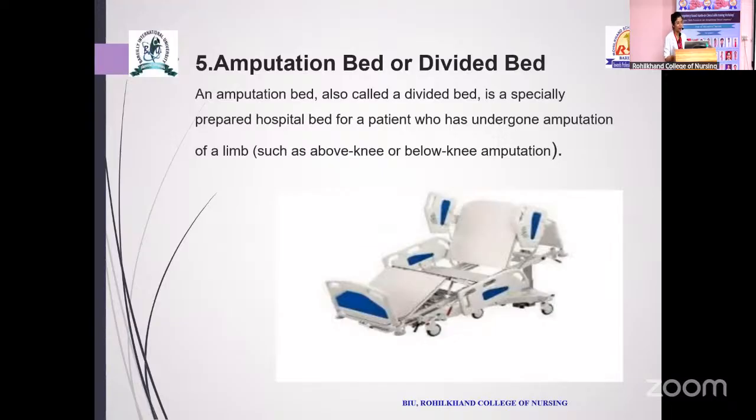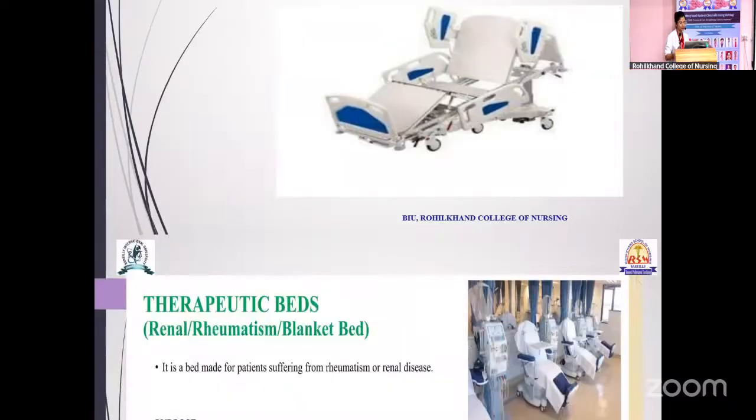Next type of bed is amputation or divided bed. An amputation bed, also called divided bed, is a specially prepared hospital bed for a patient who has undergone amputation of a limb, like above the knee or below the knee amputation.